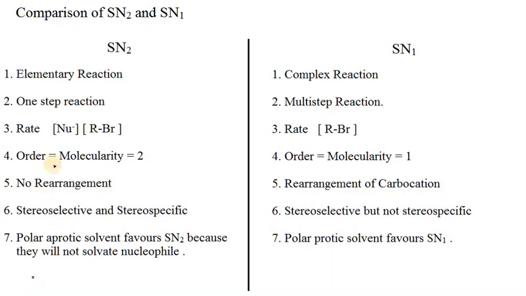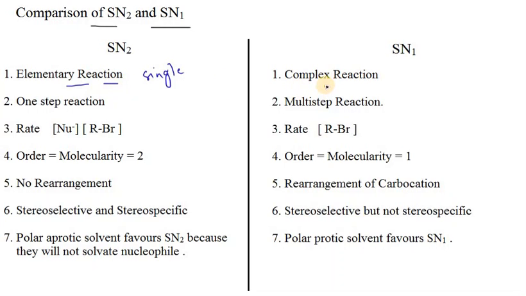So now let's talk about the comparison between both reactions, SN1 and SN2, as we have seen previously. Comparing them, the first point is that SN2 is an elementary reaction. It is a single step, and we know a single step is an elementary reaction. There is no intermediate or mechanism involved. Here we don't have any mechanism in the first step, so it is an elementary reaction. It's a single step reaction.